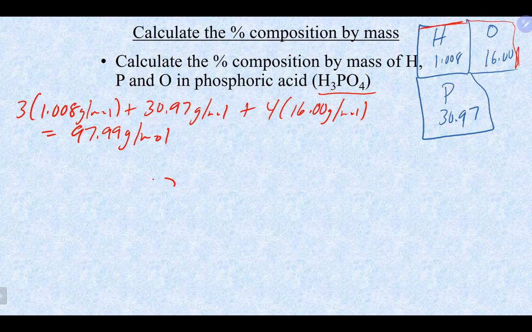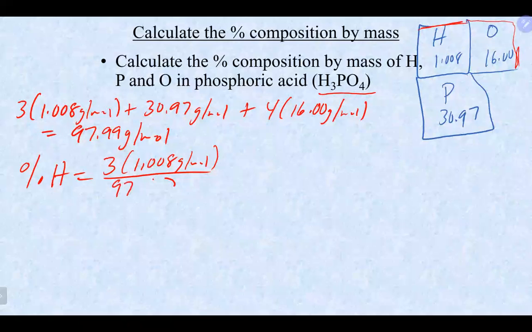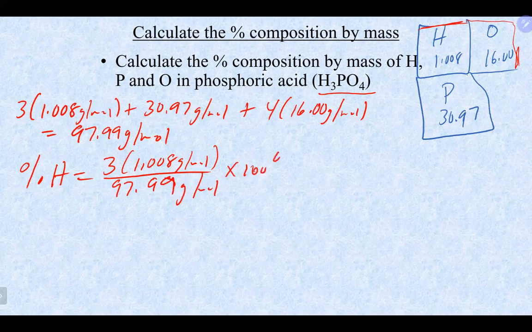At this point, we're just going to take our first element there. We'll do hydrogen. So there are 3 in the formula. So 3 times the molar mass of hydrogen from the periodic table divided by 97.99 grams per mole times 100% there. That's going to give us 3 times 1.008 divided by 97.99 times 100. We'll call it 3.086% hydrogen.